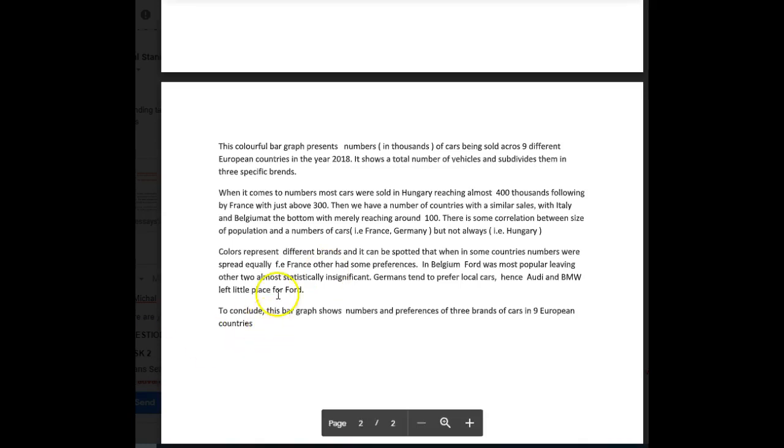Okay, like this, for example, France had some other preferences. Grammatically, it was wrong, and it didn't really tell me anything. Okay, here, you told me that Belgium was the most popular, but I don't know what that means. And Ford, I'm sorry, you said that in Belgium, Ford was the most popular, but you didn't give me any data about it. So you absolutely have to include some data here. Okay. And then again, in Germany, you gave me this information, but no data. So it's absolutely underdeveloped.